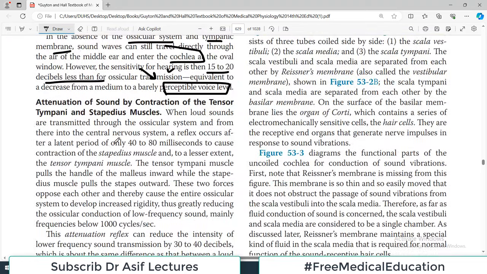The next concept that we have to talk about is not too important, but let's go through it. Attenuation of sound by a contraction of the tensor tympani and stapedius muscle. When loud sounds are transmitted through the auricular system and from there into the central nervous system, a reflex occurs after a latent period of about 40 to 80 milliseconds to cause contraction of the stapedius muscle, and to a lesser extent, also the tensor tympani muscle.